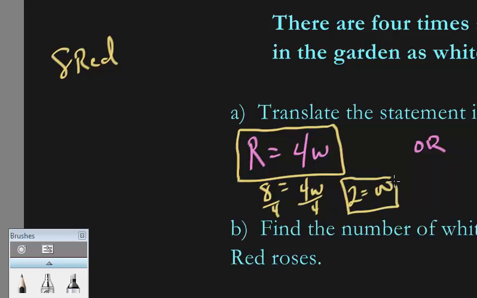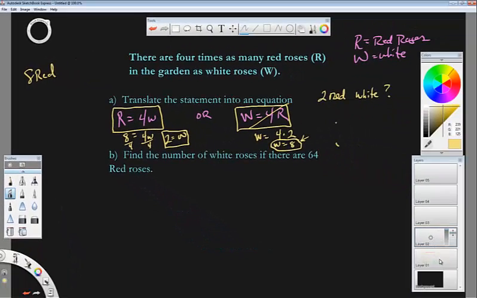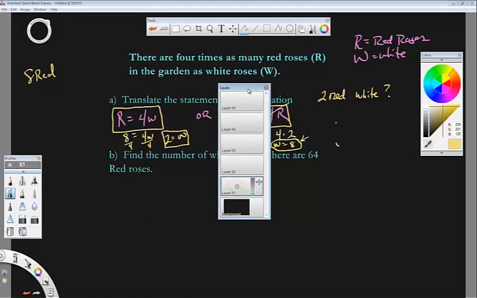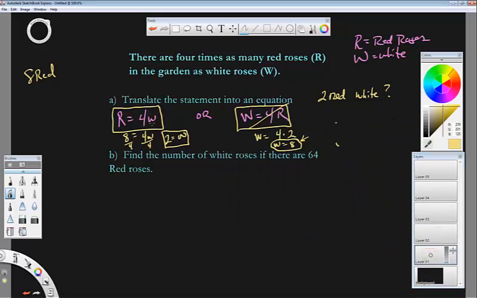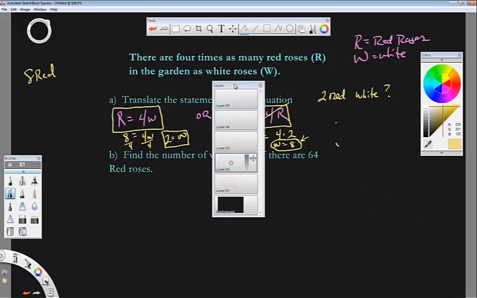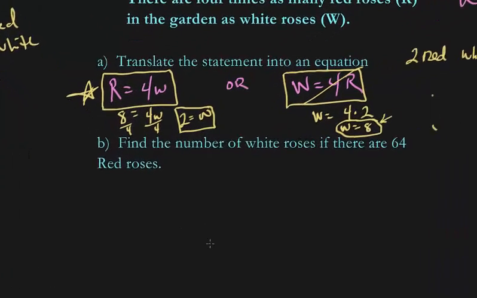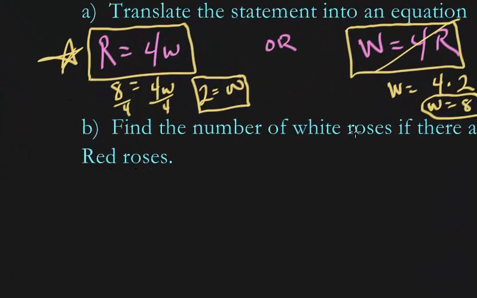That's just like the problems we did on the other slide over here. That's just like these problems. You could see that. That was probably kind of a mess there, whatever. But this is the answer. If there are 8 red, there are 2 white, which is what we're looking for. And then part B, so this is the correct answer right here. Very confusing. Find the number of white roses if there are 64 reds.